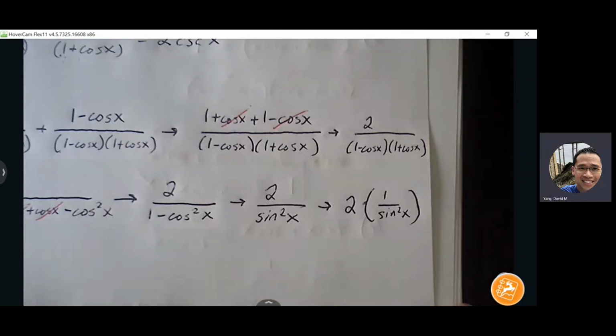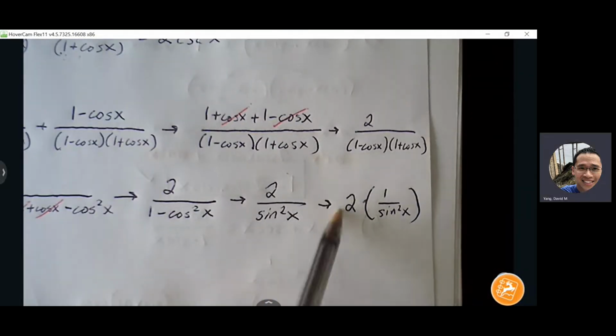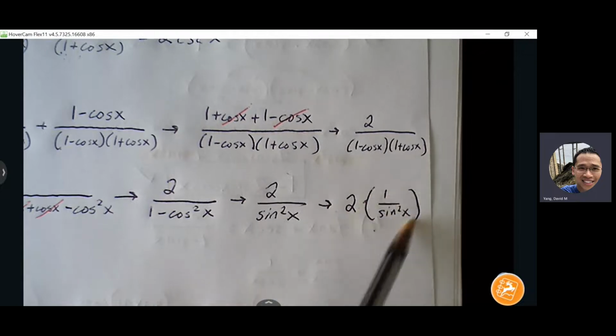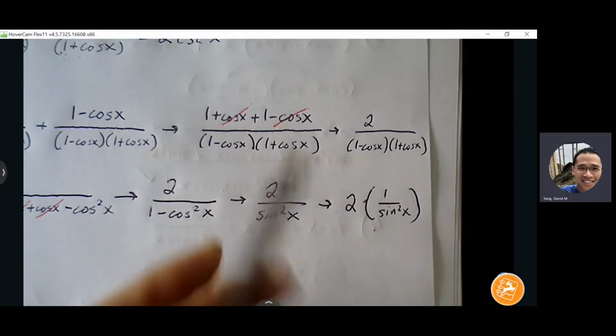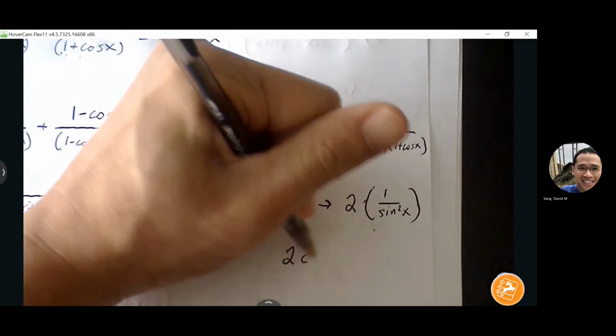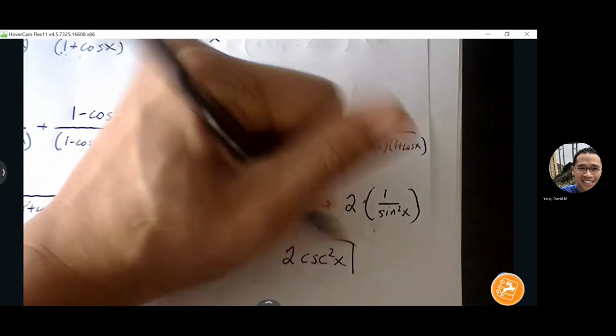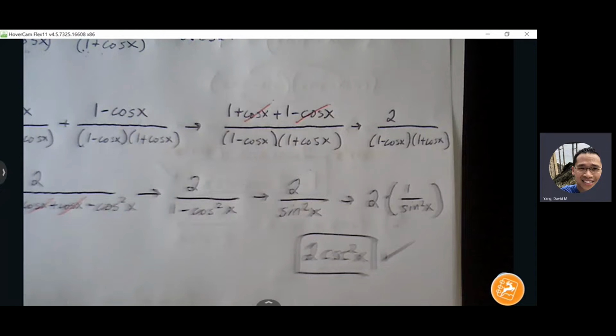If you want to see it more clearly, I can separate it, think of it as 2 times 1 over sine squared x. And we know that 1 over sine squared x is cosecant squared x. There we go. We have the right side achieved.